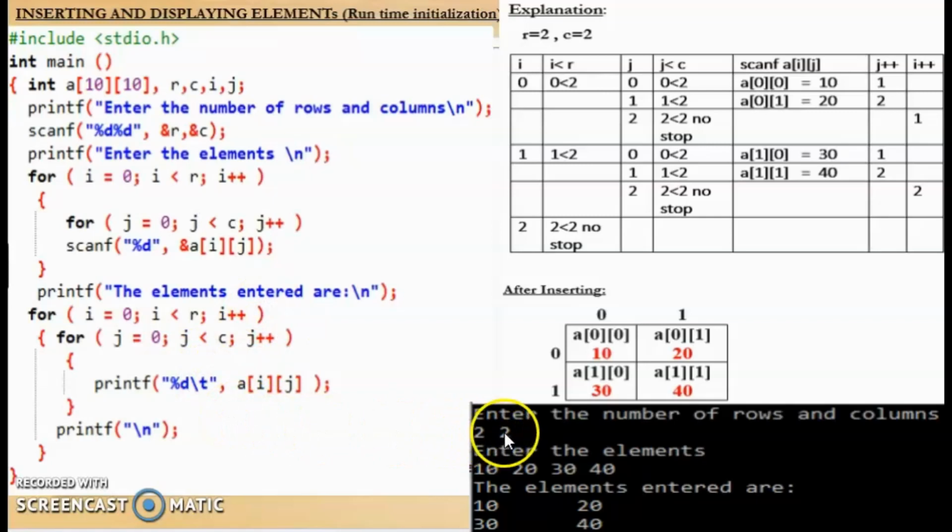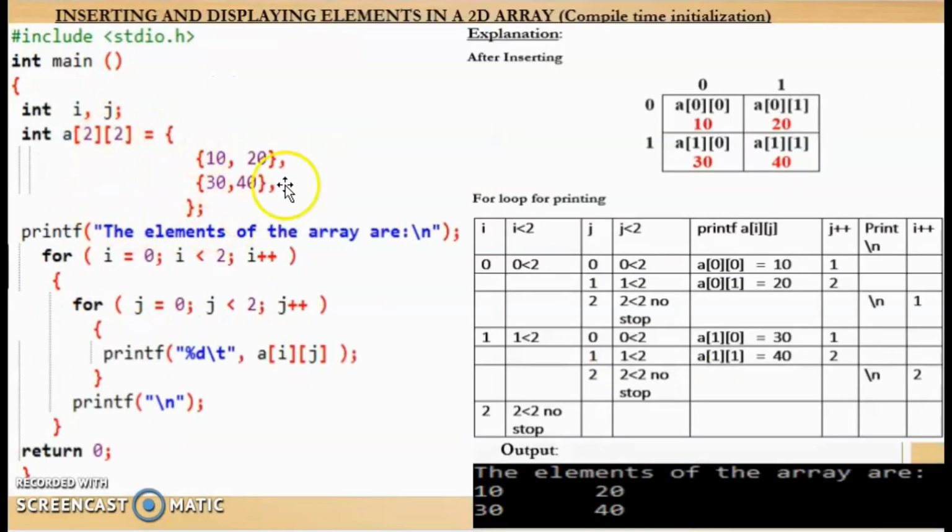The output of the code will be: first it will ask the user to enter the number of rows and columns. Here we entered 2 and 2. Then it will ask the user to enter the elements. Here we entered 10, 20, 30 and 40. Finally, it will print the elements of the array. So it prints 10, 20, 30 and 40. If we compare both the codes, this is how we insert elements at runtime, wherein the user will enter the values, and this is how we insert values at compile time, wherein first we assign the values inside the array.